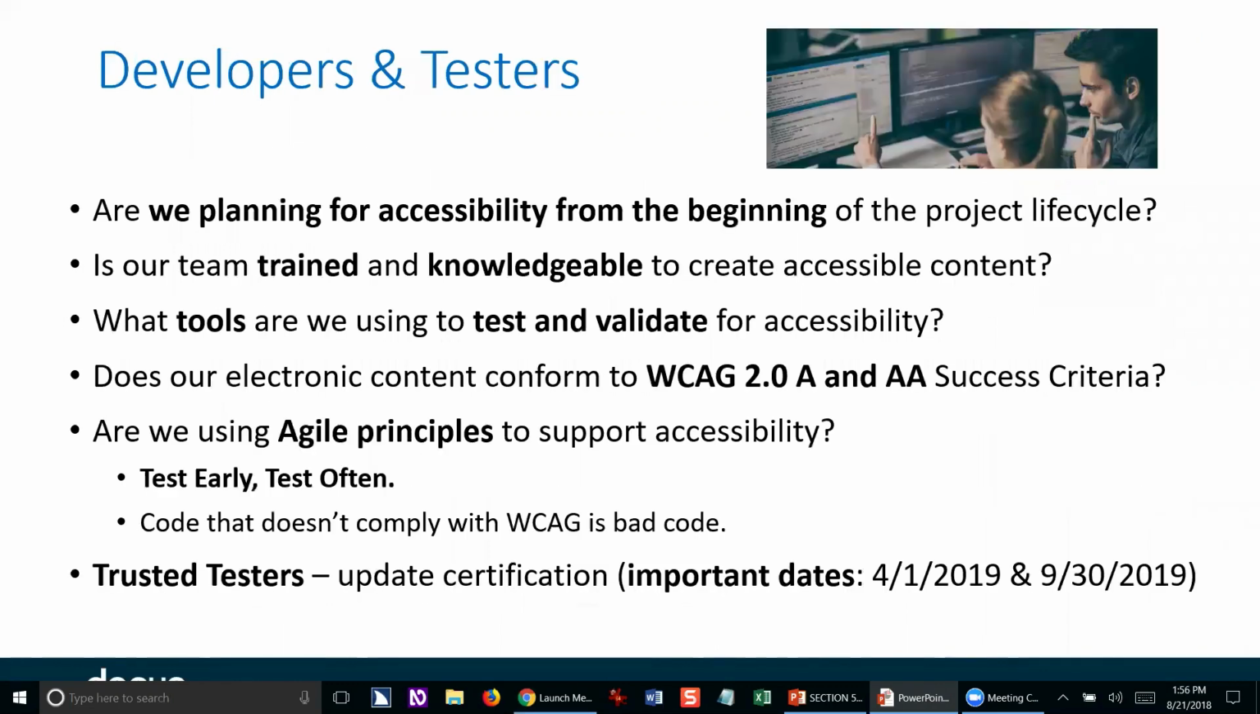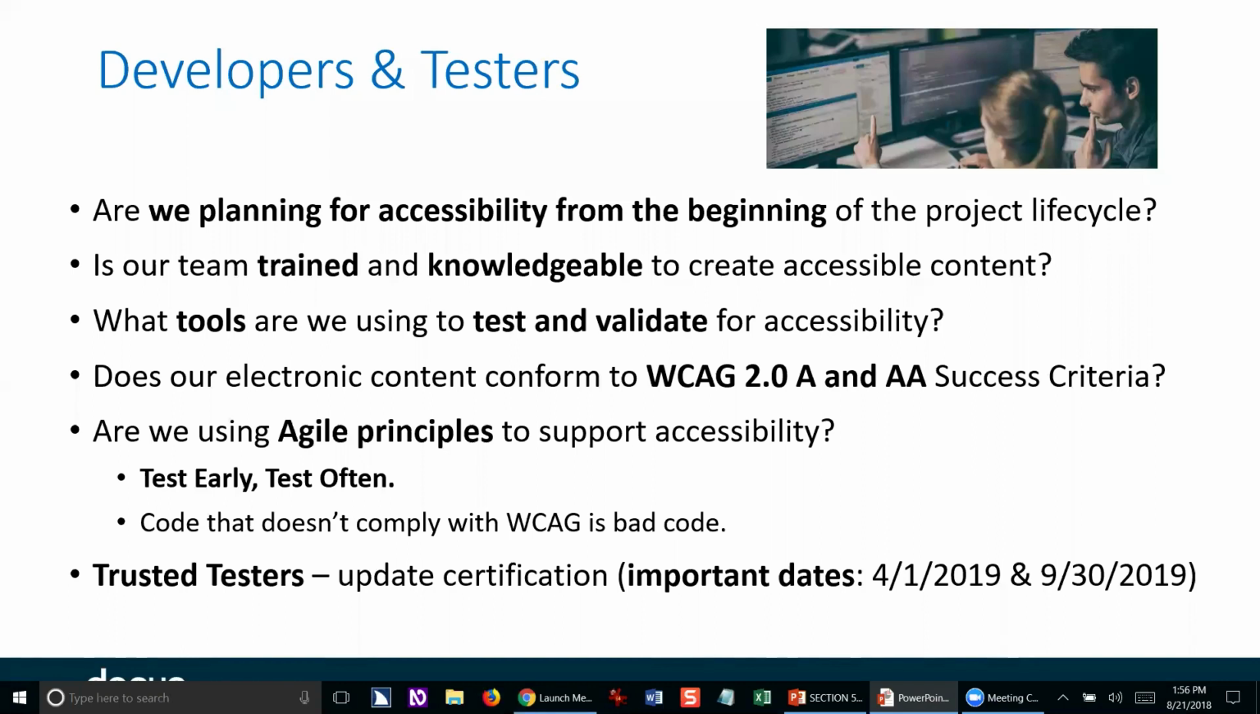Okay, considerations for developers and testers. As I mentioned before, plan on accessibility from the very beginning of the project. And keep in mind, again, there are various tools that you can use throughout the entire project lifecycle to test for accessibility. The idea is that you test early and test often, as we discussed before. This helps you to identify any issues early on and address them before they become enormous.